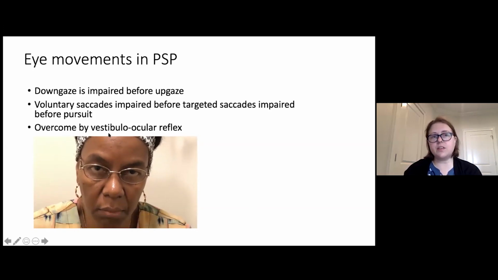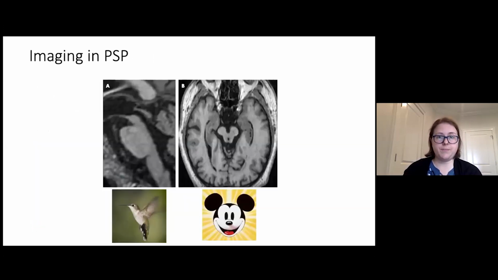And so again, that just really highlights that it's important to ask patients to do voluntary saccades. So she's most impaired when I simply ask her to look up or down. Okay. A couple of imaging findings in PSP that can be common board questions.